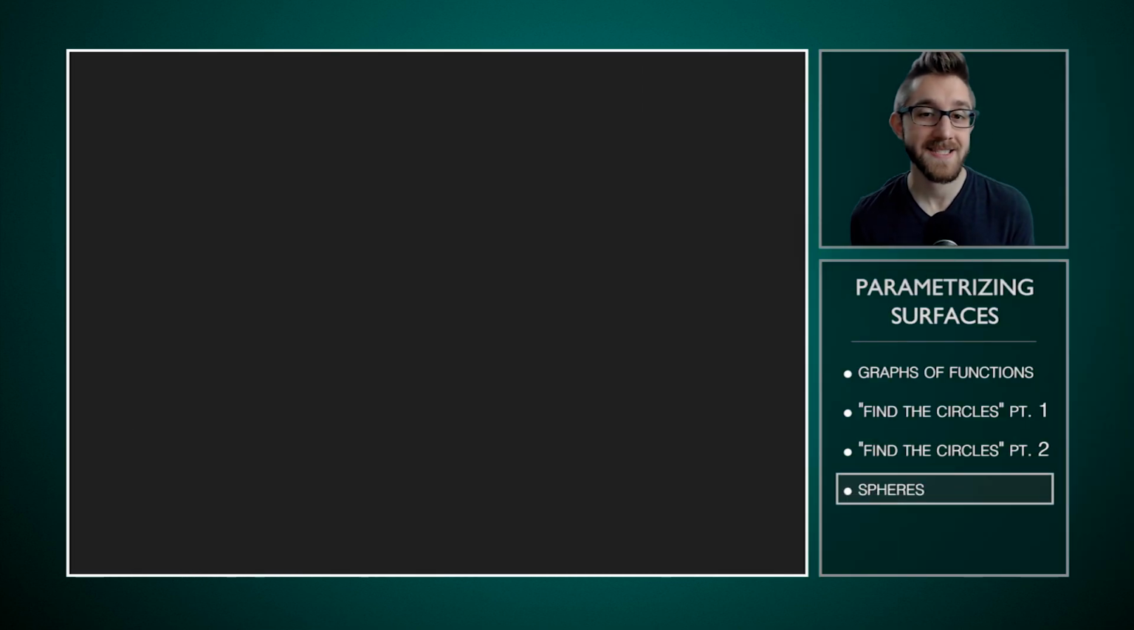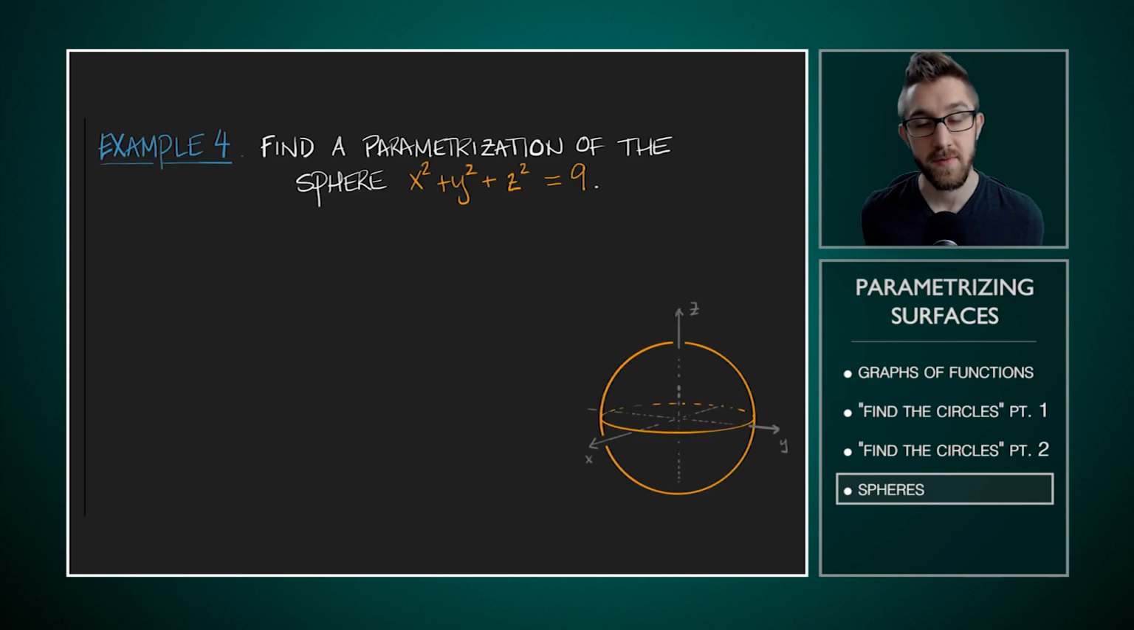Okay, for our last example, we are going to find a... I'm just kidding. We're going to find a parameterization of a sphere. So the radius of the sphere doesn't really matter. I just picked 3. And actually, there are a lot of ways that you could parameterize the sphere. You could play find the circles with this sphere and note that it has circular cross sections, just like the paraboloid, at different heights.